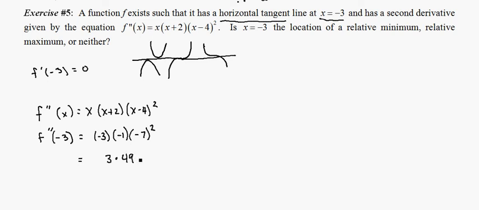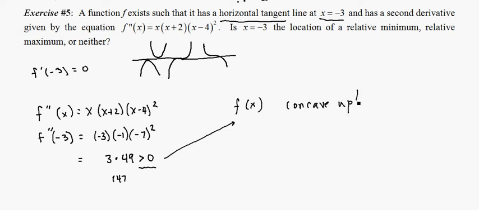And you know what? I'm feeling a little bit lazy here. I don't really care what that is. The only thing I really care about is that it's greater than 0. For the record, it's 147, but I don't really care about that. I just care that it's greater than 0, because that tells me the graph of f of x must be concave up. It's got to look like this. Which means because I have a horizontal tangent line there, and it's concave up, we must have a local minimum.